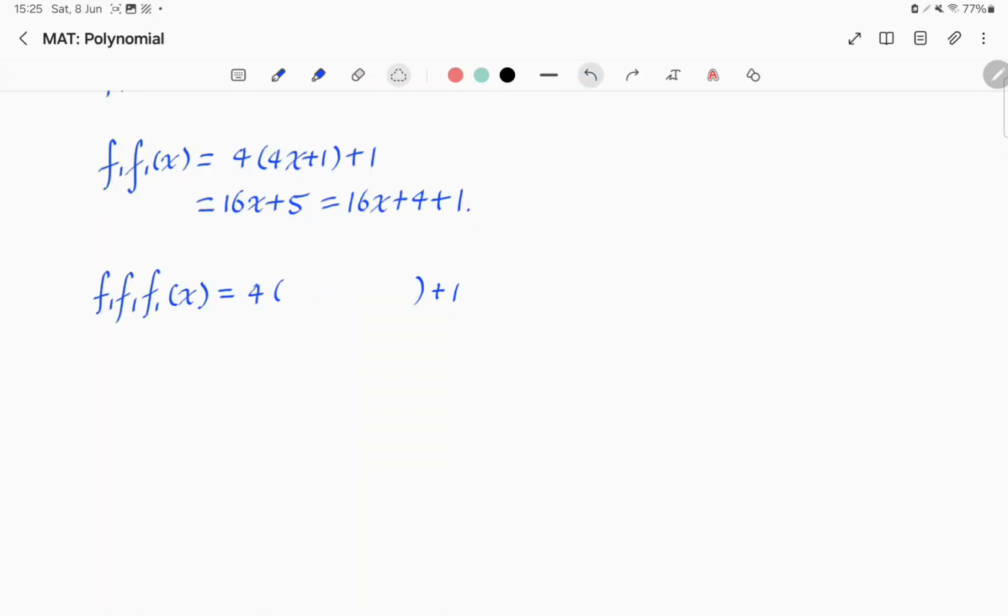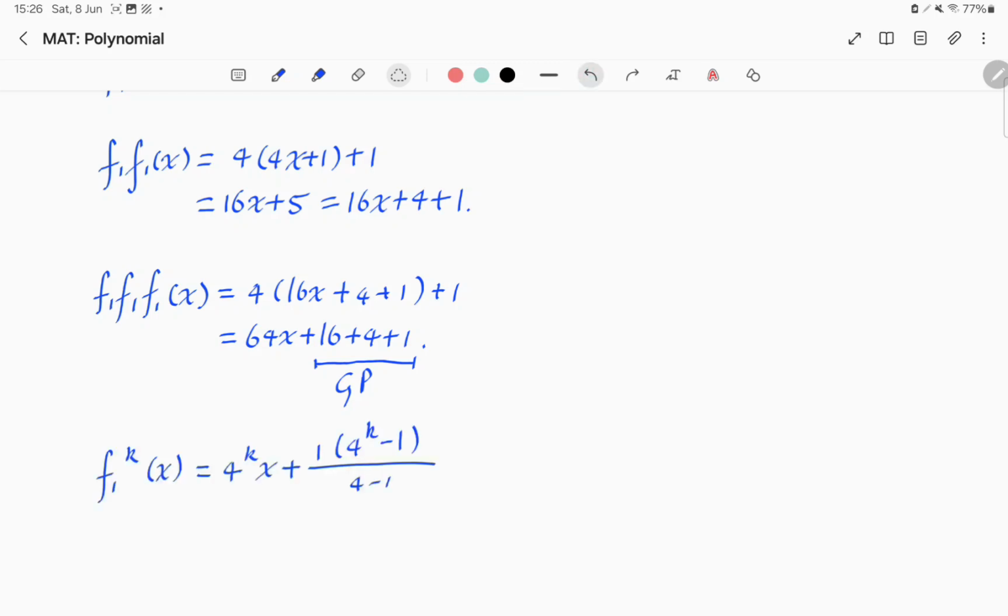We can then continue by writing f_1(f_1(f_1(x))) is 4 of something plus 1. This something, of course, is the result above, 16x + 4 + 1. Therefore, we can see that f_1(f_1(f_1(x))) is 64x + 16 + 4 + 1. Now, we'll notice that this second half of the expression is a geometric progression, and therefore we can sum it to give our nth term.